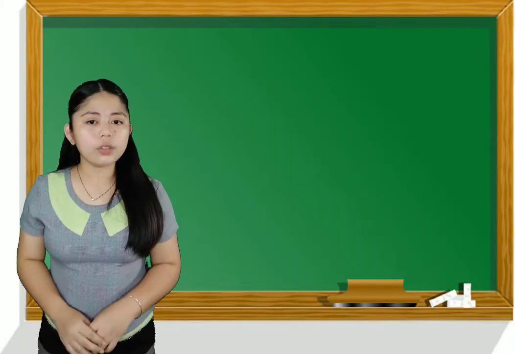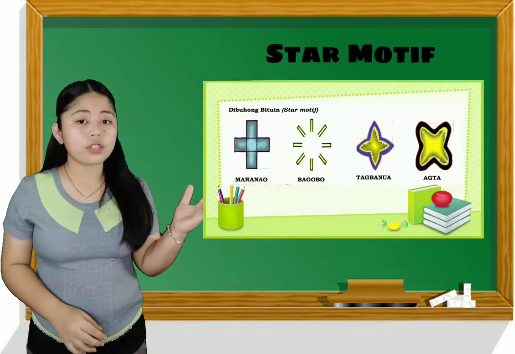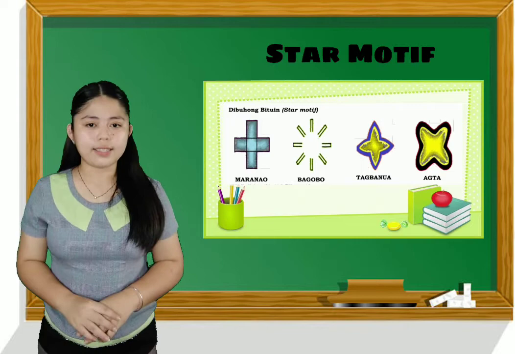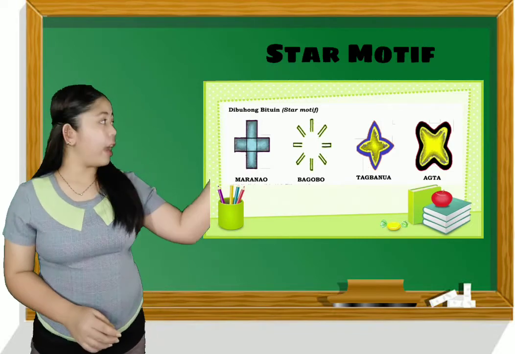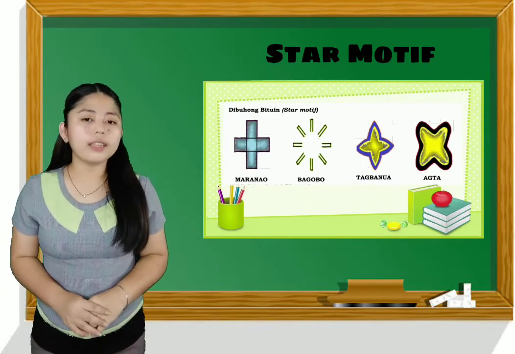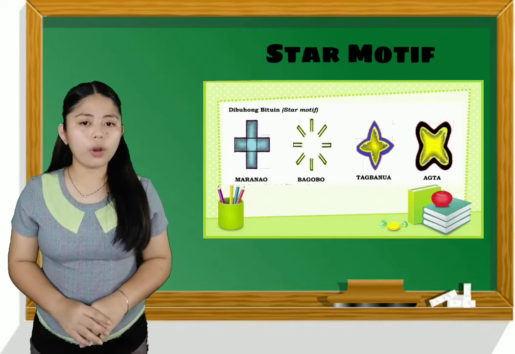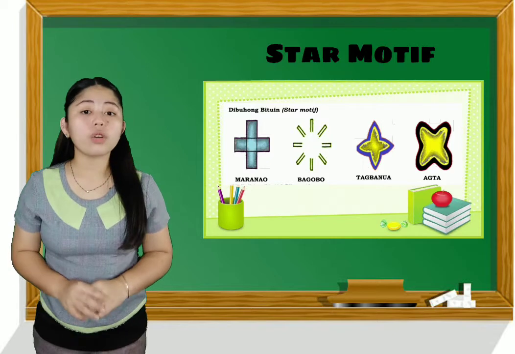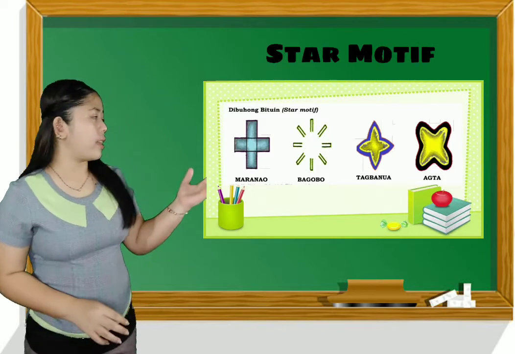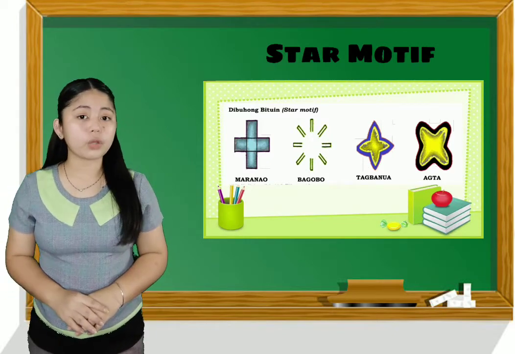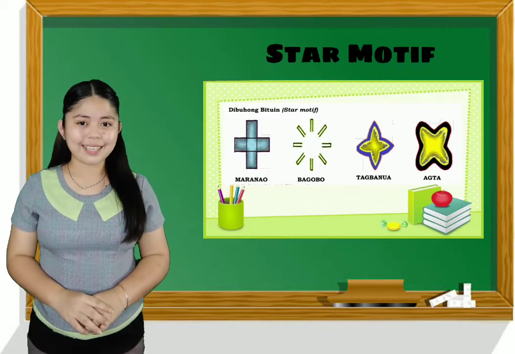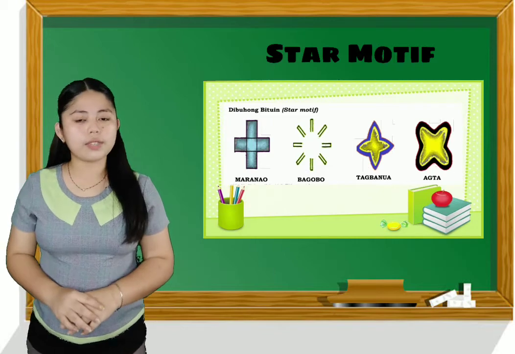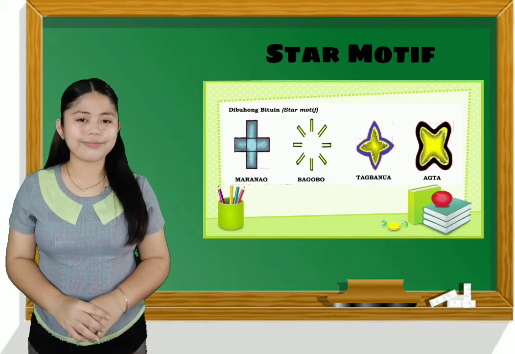Now, let's take a look at these examples. First, we have the star motifs from different cultural communities. Starting from left to right, we have the Maranao, the Bagobo, the Tagbanwa, and the Agta. So class, what have you observed in these star motifs from different cultural communities? Yes, very good. Each design of star motifs differs from the others.